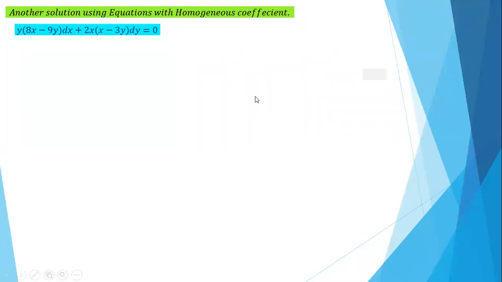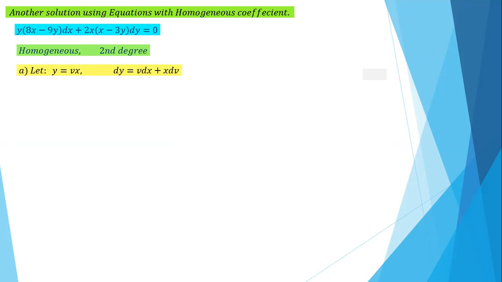Let me show you another solution of the problem y times the quantity of 8x minus 9y dx plus 2x times the quantity of x minus 3y dy equals 0 using equations with homogeneous coefficient. So here our equation is homogeneous to the second degree. So first, we let y equals vx. Then the derivative of y is equal to v dx plus x dv.